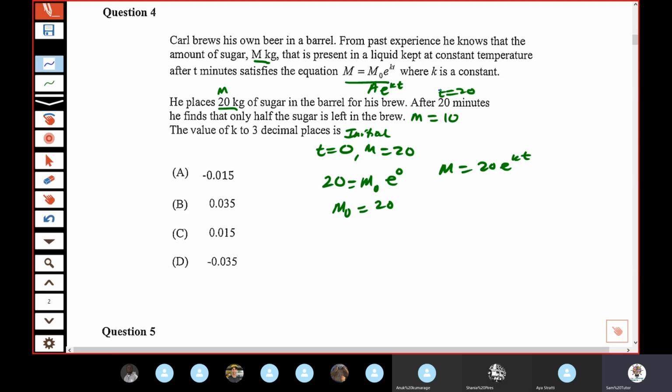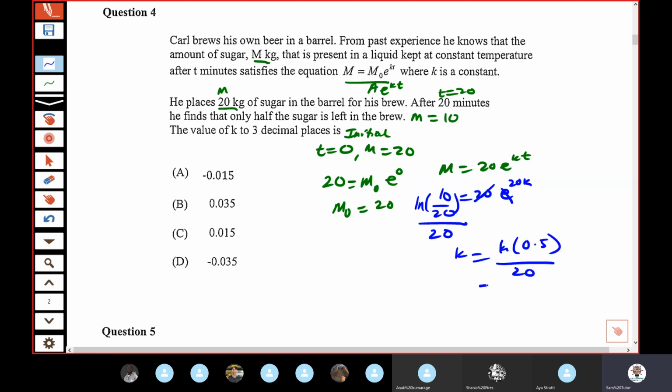Then your second step is always to sub in the second condition. That's when M is 10 and T is 20. And then pretty straightforward solution to find K. Hopefully we're used to it by now. Divide 20. Now you've got E to the 20K. You're going to log both sides. And then you're going to divide by 20. So essentially, K equals log 0.5 on 20. Someone give me an answer for that? Log 0.5 over 20.